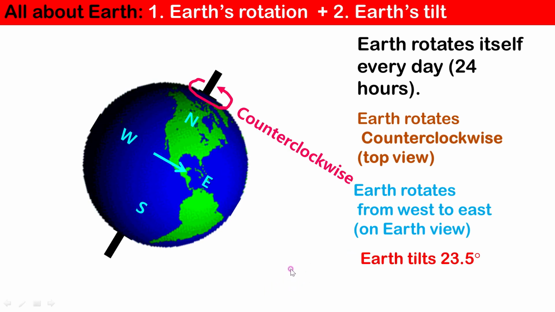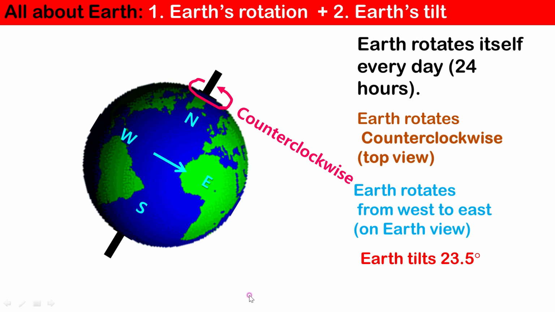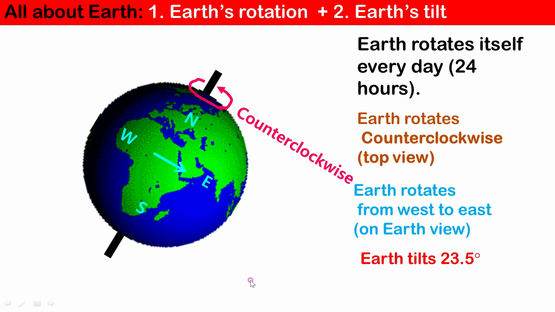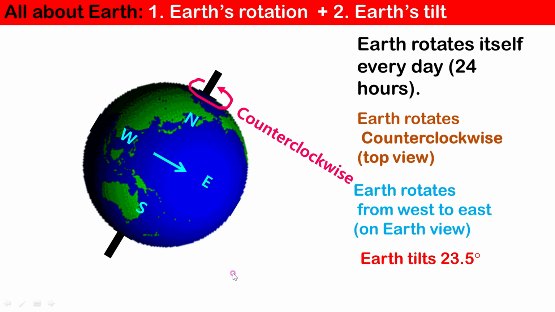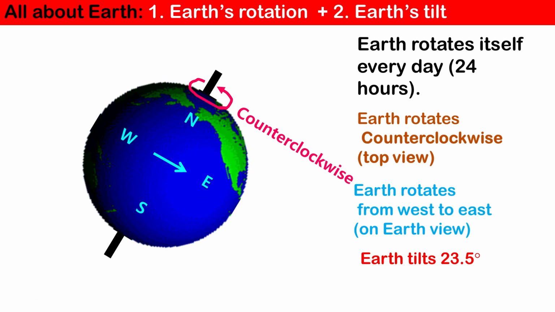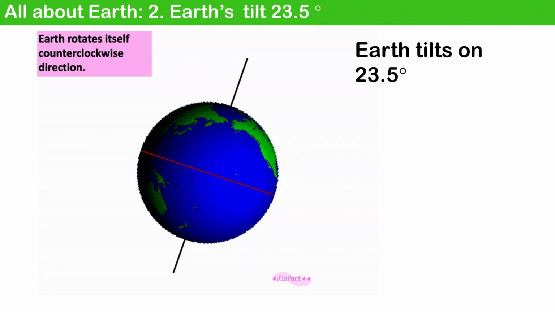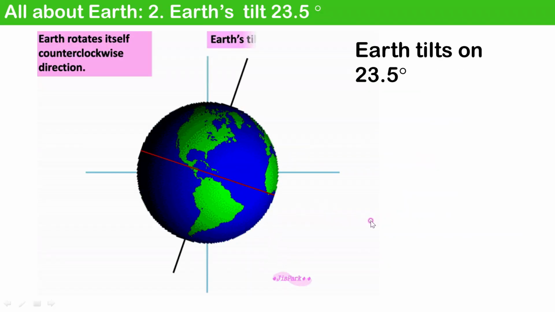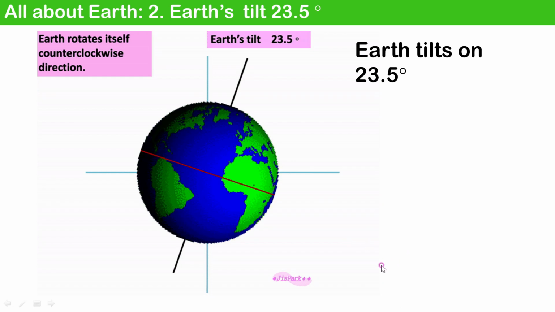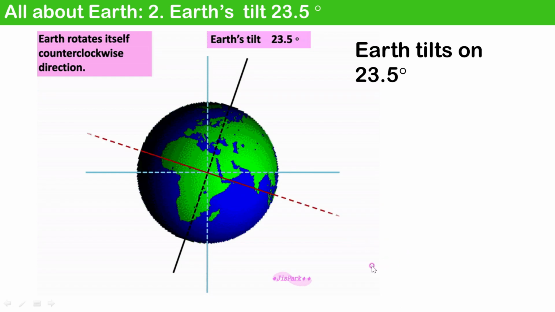Our Earth is tilted at 23.5 degrees. Earth tilts 23.5 degrees, so we can see the same degree every year. What about the other angle? 66.5 degrees.